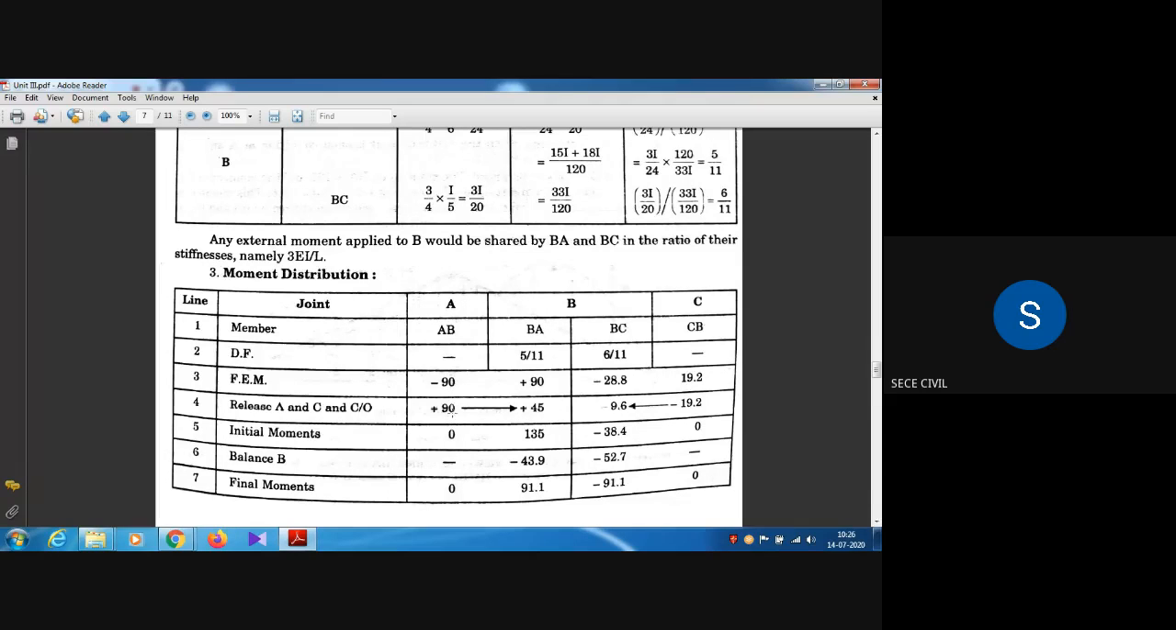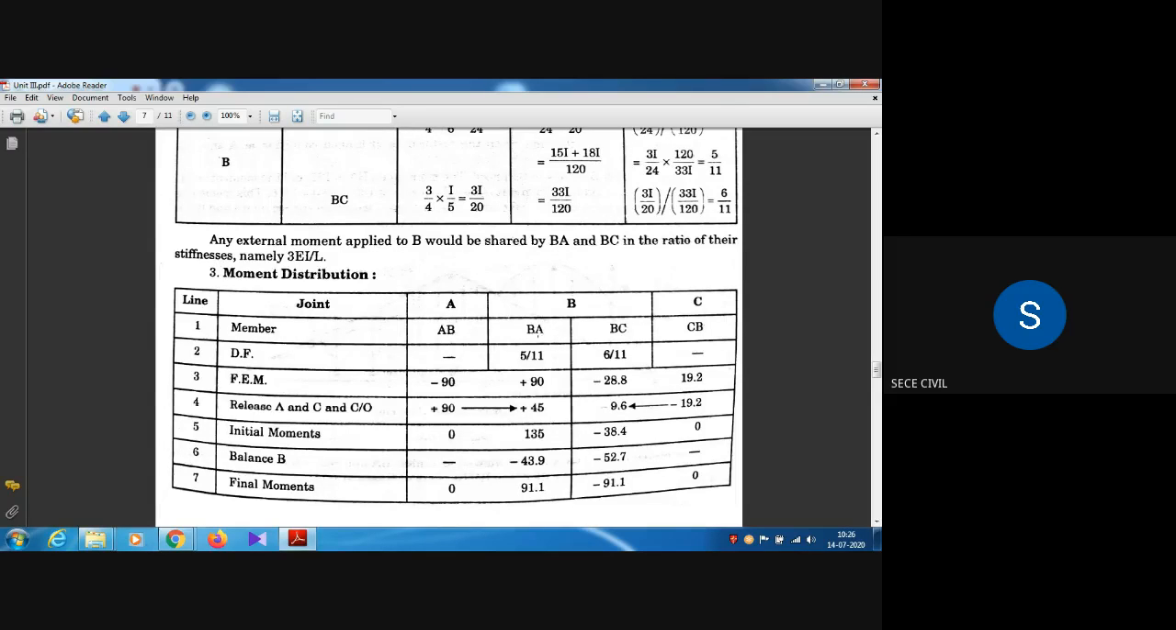So 0 minus 90 plus 90 is 0, plus 90 plus 45 is 135, minus 28.8 plus minus 9.6. We are adding these two, so both are minus, so we are getting minus 38.4, and plus 19.2 minus 19.2 is 0. So now joint A and joint C become nullified in moment. There is no moment at joint A and joint C. Only joint B has moment.